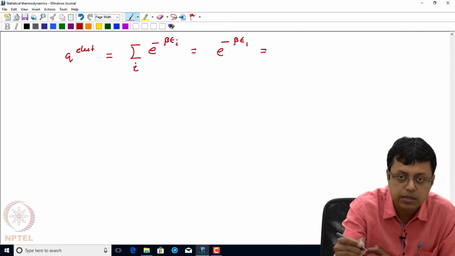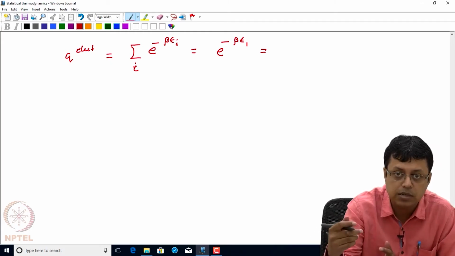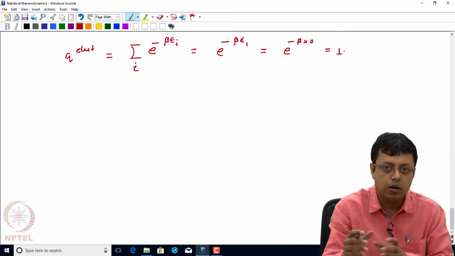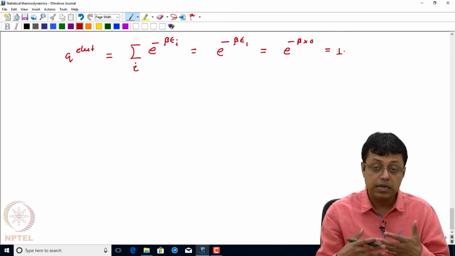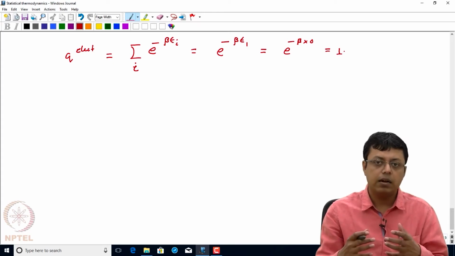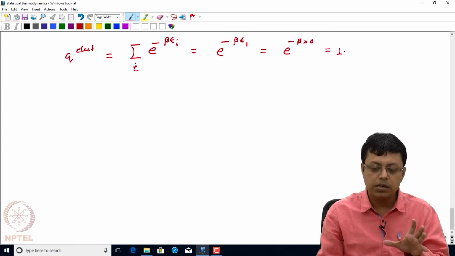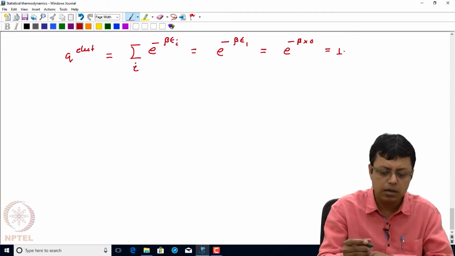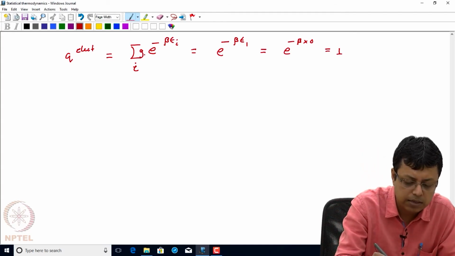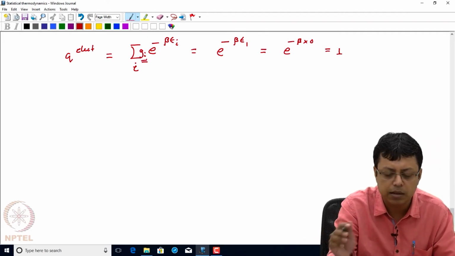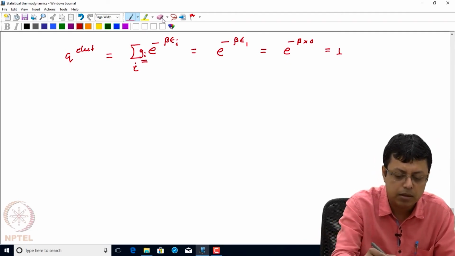And if we take this ground state energy to be 0, because it's just a choice of zero, then it becomes e to the power minus beta into 0, so that becomes 1. Unless the electronic ground state is degenerate, say for radicals, where I have an unpaired electron, so then I'll have a doublet state in the ground state. In those cases, the partition function will be 2, because you can think that I have a degeneracy of 2, and that degeneracy gets multiplied, but the other part is the same.